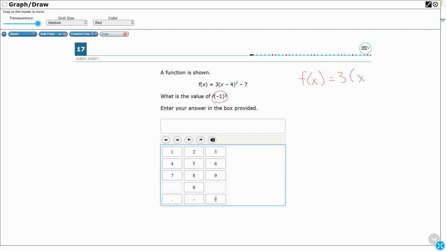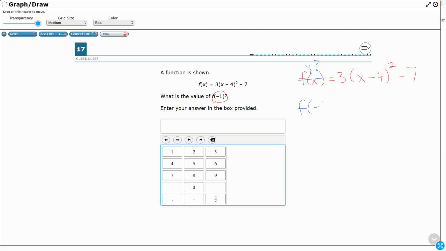So f of x equals 3 times the quantity x minus 4 squared minus 7. That seems normal. We're used to seeing that. And some of us just think, oh, that f of x, that just means y. And a lot of times this f of x can be replaced with y, right? And we're just using that in the position that we would use a y. But then when we get f of minus 1, we might get a little bit confused as to what that means. So let's take a look at what this means.